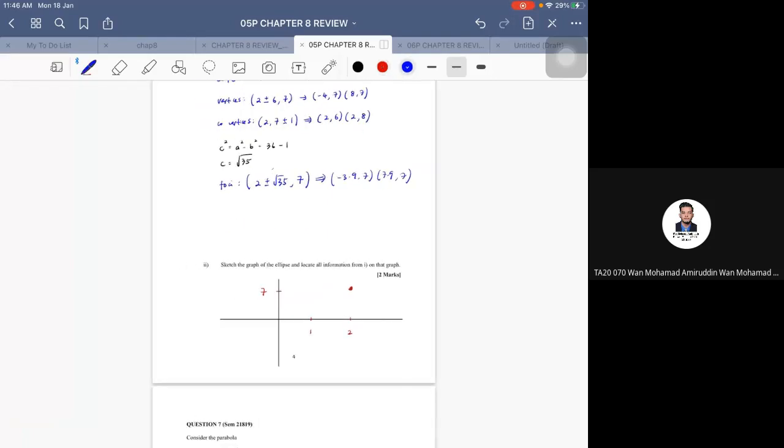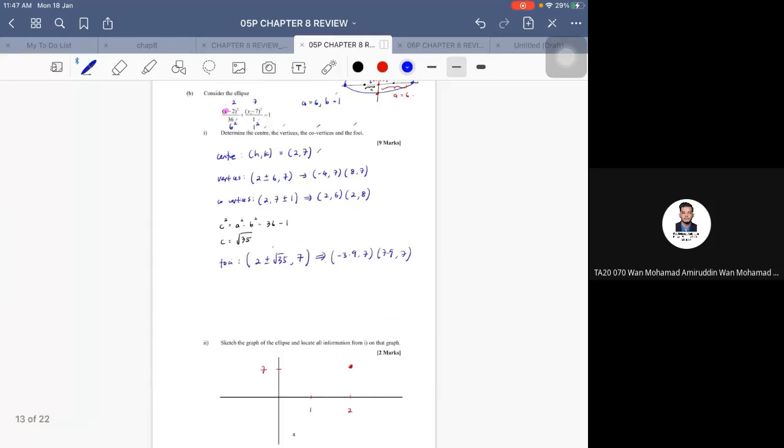Okay, kemudian I akan spot all the point. Paling penting adalah vertices dan juga co-vertices lah bila kita nak lukis ellipse ni. So vertices dia adalah negatif 4, 7. So let's say negatif 4 is going to be, I kena panjangkan sikit lagi ni.